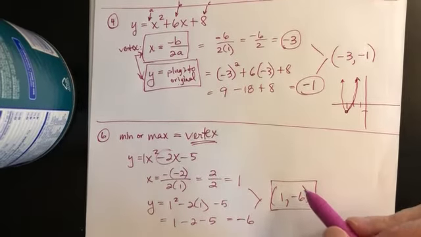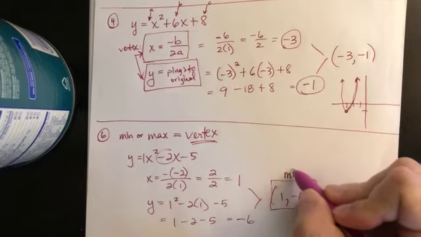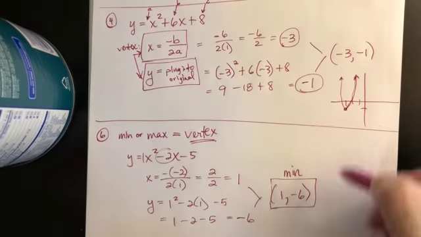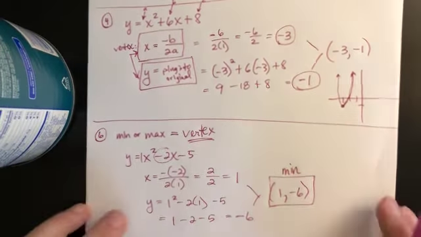Is it a minimum or a maximum? Well, if it's pointed up, it's a min. And if it's pointed down, it's a max. Okay? All right, number 7.